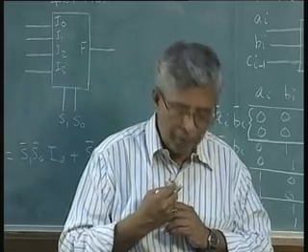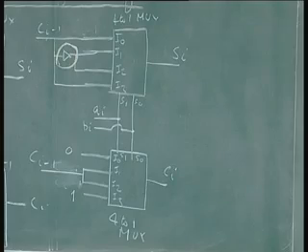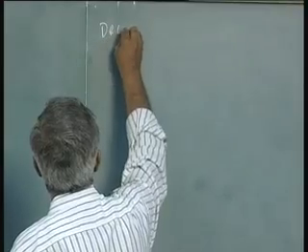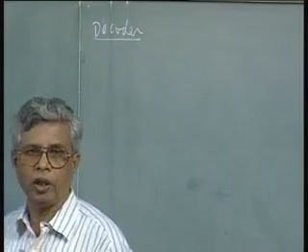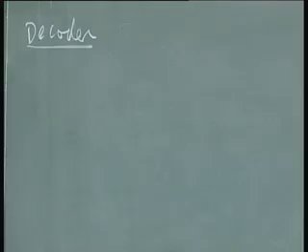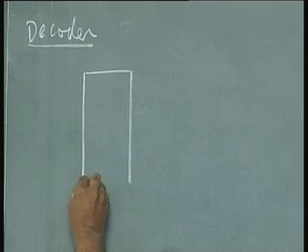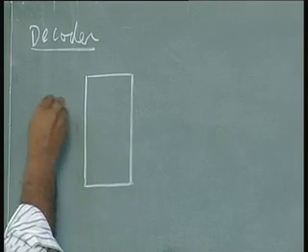Next, one more component which is very frequently used is a decoder. We look at a decoder. Again, you might have heard of this component in your previous course on digital design. A decoder is a circuit which has several inputs and several outputs, and the outputs are related to the input by a code.